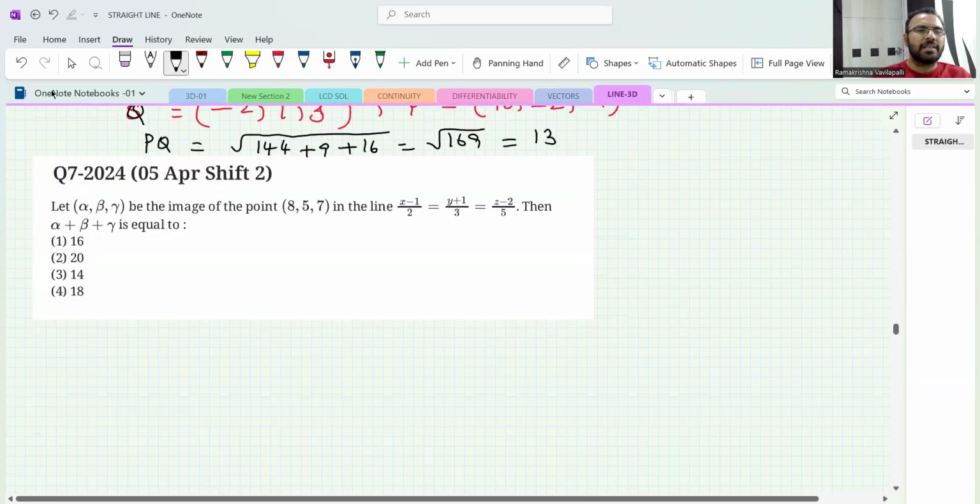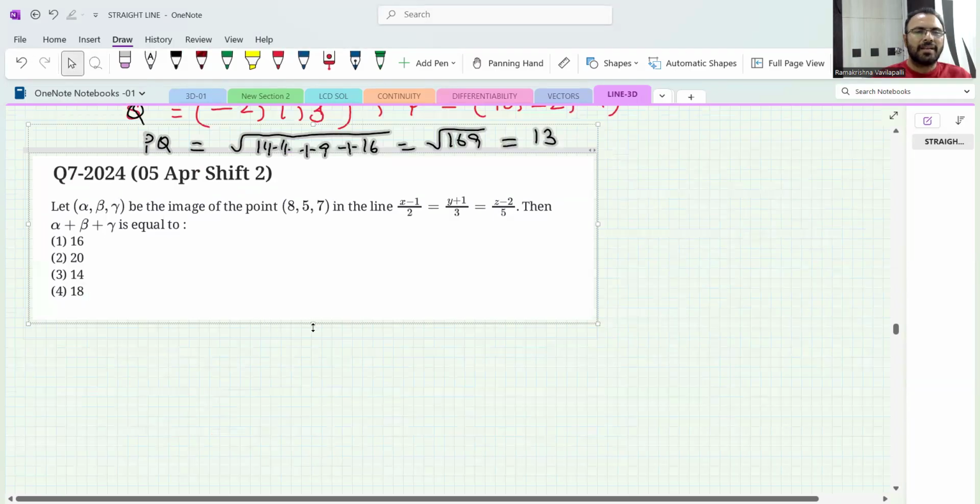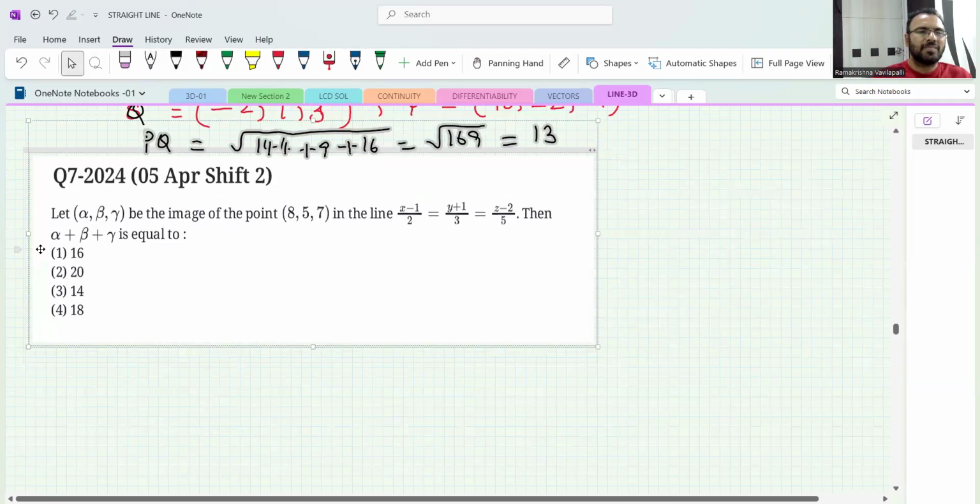Moving to the next question. Here alpha, beta, gamma be the image of the point 857 in the line. Then what is alpha plus beta plus gamma?